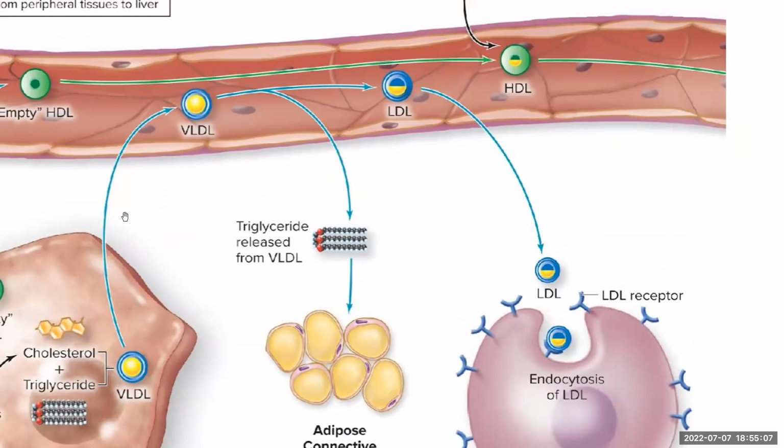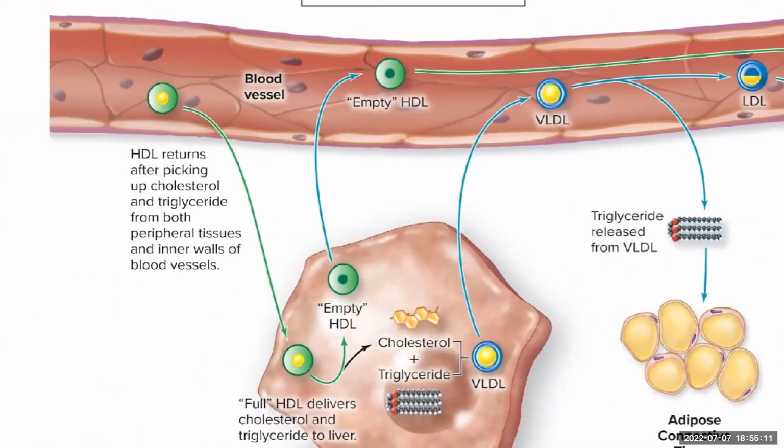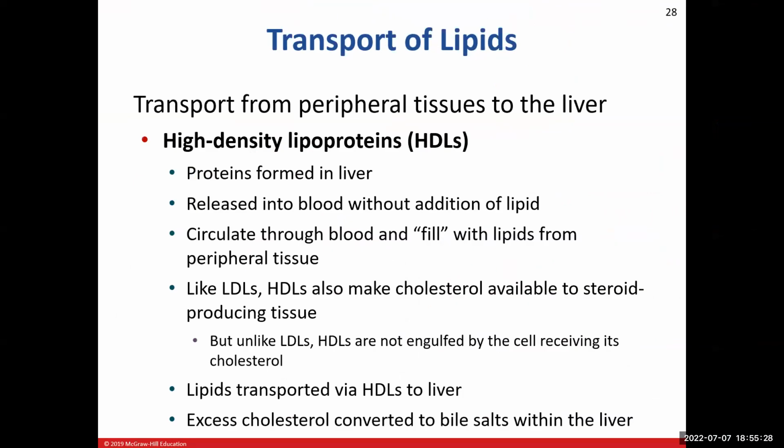Now let's go back to the liver and talk about the last type of lipoprotein, and that is the HDL. I always think of the HDLs as the molecules that wander around and just suck up cholesterol and suck up triglycerides. That's basically what they do. So let's talk about these guys, and then we'll end the slideshow here.